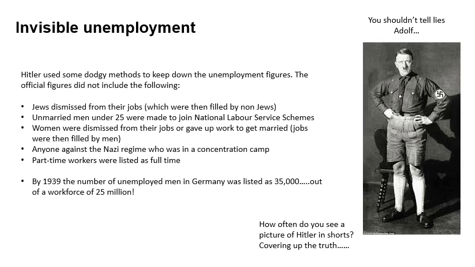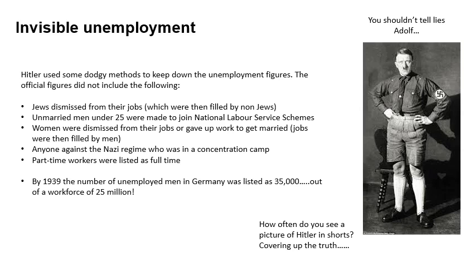Okay. Unmarried men under 25, they had to join the National Labour Service Scheme. So one of those schemes that we already looked at, all right, so they were made to join that, therefore they're no longer unemployed. Women were dismissed from their jobs, or they gave up work to get married. Those jobs were then filled by men, all right, bringing down the unemployment figures. And then the women themselves aren't being counted in the unemployment figures anyway.